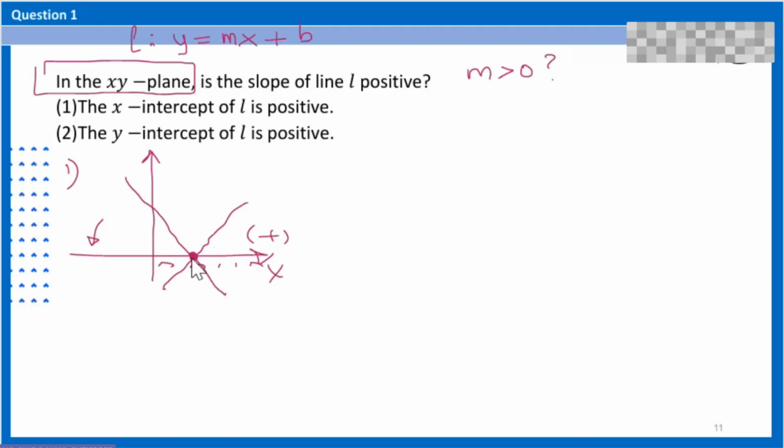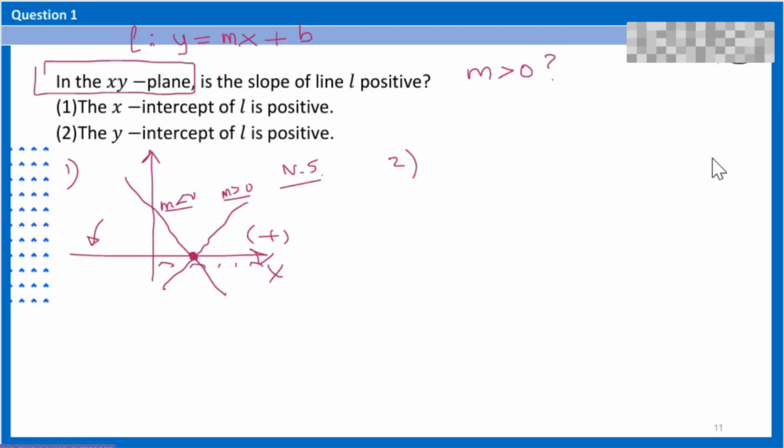You don't know. Here is a negative slope or a positive one, and here you would have a negative slope. Both lines cross with an x-intercept of positive sign. So clearly this is not sufficient. You can't answer the question. You have two possible answers, so not sufficient.